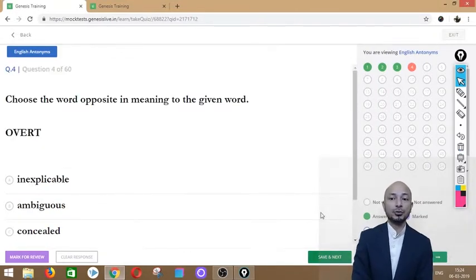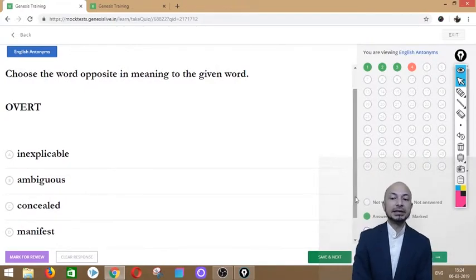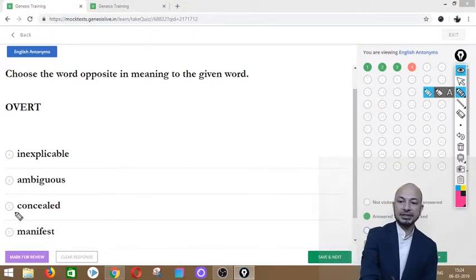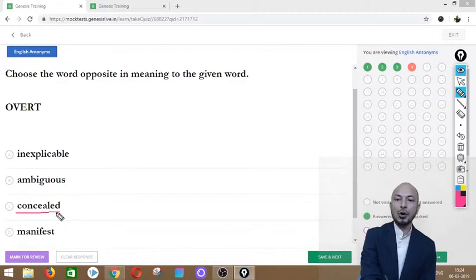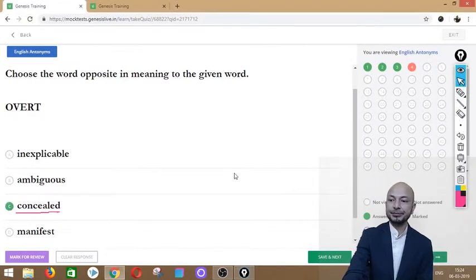So on to question number 4, and the word is overt, and the options given are inexplicable, ambiguous, concealed, and manifest. And the answer is going to be option 3, which says concealed. Overt means when you know something is in the open, something which is not hidden from view. Everyone can see it. And concealed, on the other hand, is something which is hidden. So it is exactly the opposite. It's an antonym. We click option C.